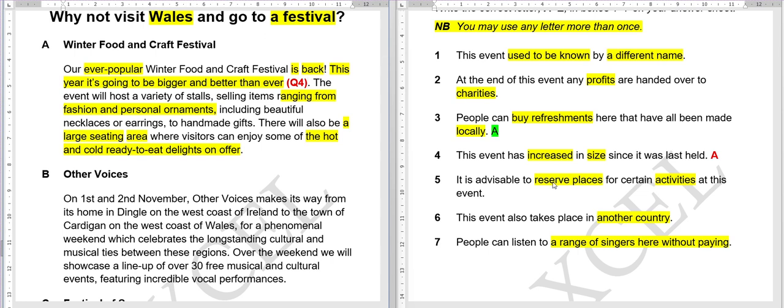Let's look at the fifth question. It is advisable to reserve places. Is there any mention of reserving or booking your place in advance? Nothing like that. Another country, there is no mention of that. Range of singers without paying. No, there is no. Do not get confused between, like, do not match words. Why? Because if you match words, you will say range, there is also something about range. So mark it as a no.